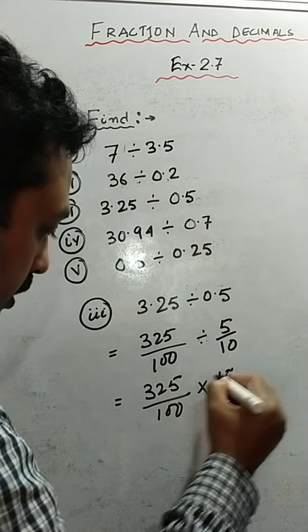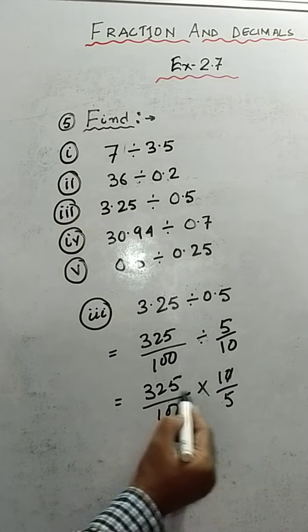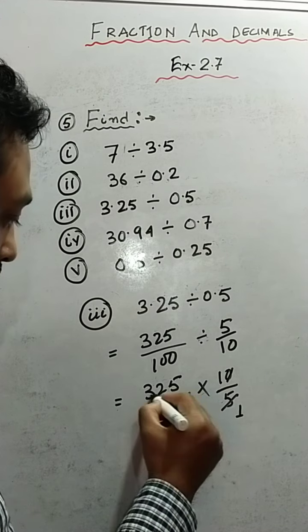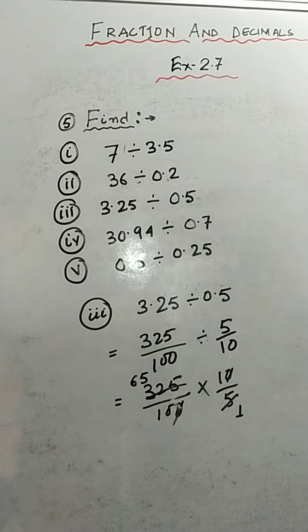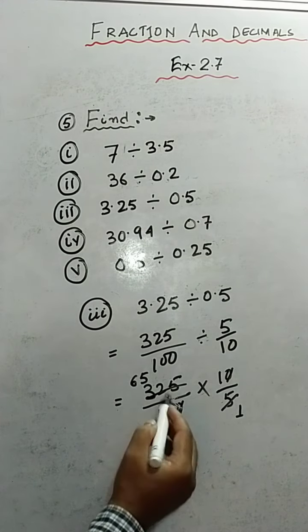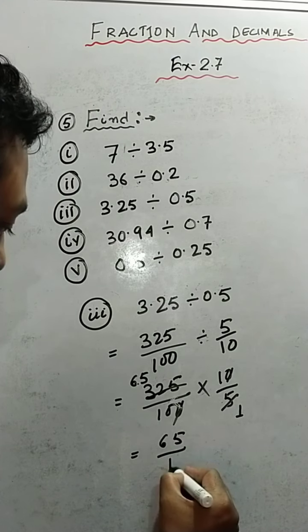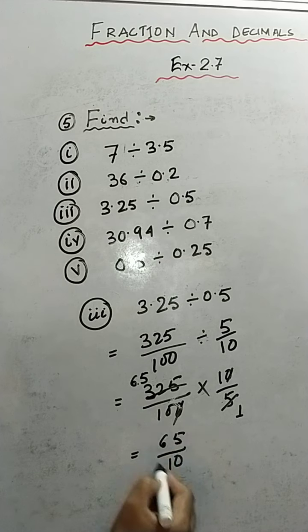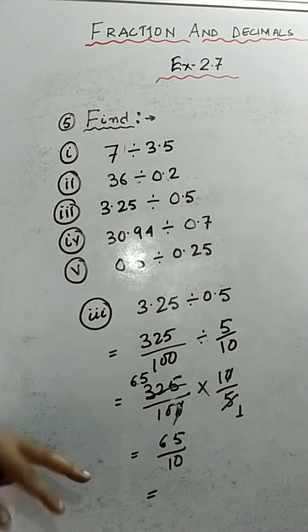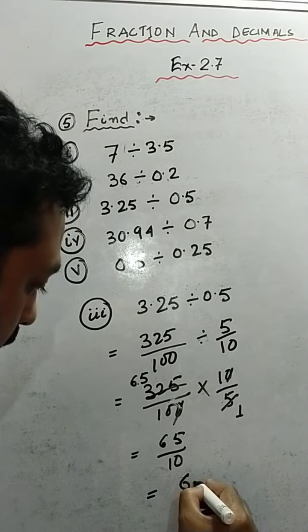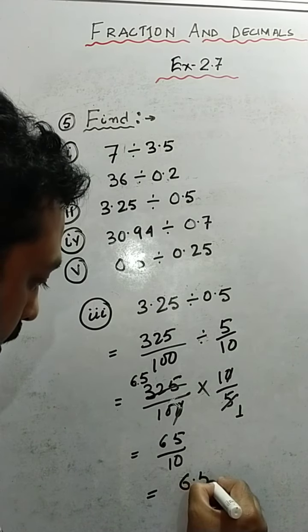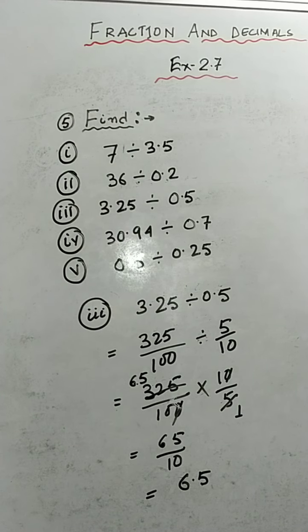Now just reduce these zeros, and reduce this 325 with 5. So it will be 65. So in the numerator, what will happen? 65 into 1, 65. 10 ones are 10. Now convert this fraction form to the decimal form. So your answer would be 6.5. See, so easy. Fine. So let's move on to sum number 4.